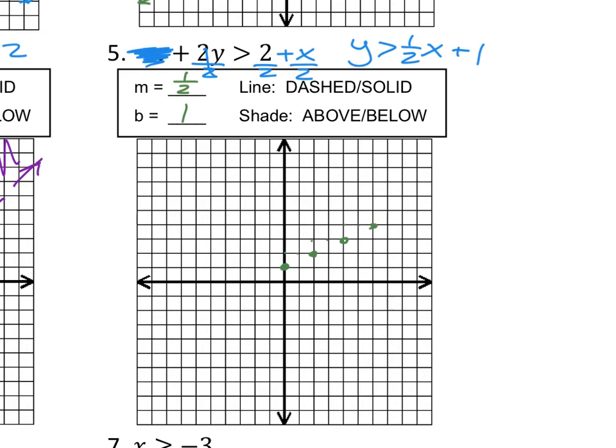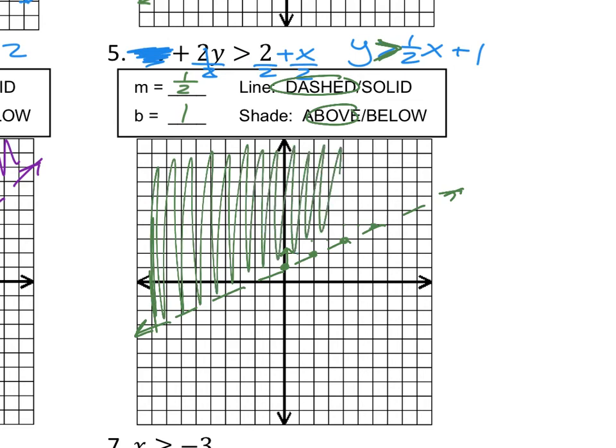So now that we've done that part, we would want to graph a dashed line shaded above because of the symbol greater than. So we would draw our dashed line through the points, and we would shade above that line. Now again, above is above the y-intercept, so we would look above the y-intercept and shade in that half plane. All the solutions, again, are in the half plane that is shaded.